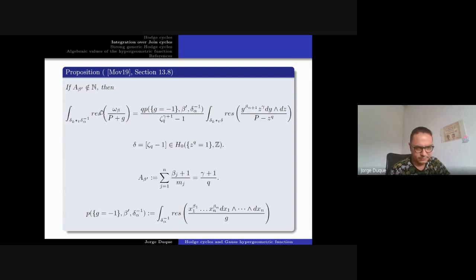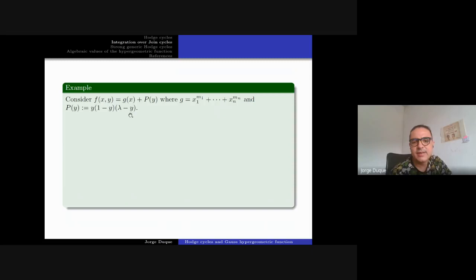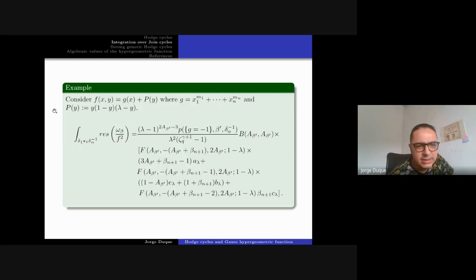With all of the above, we can calculate, for example, consider this particular polynomial, where lambda is just a complex number. This is the integral. This part here is the integral that depends on delta one. This part here is the integral that depends on delta alpha. This function is a hypergeometric function.